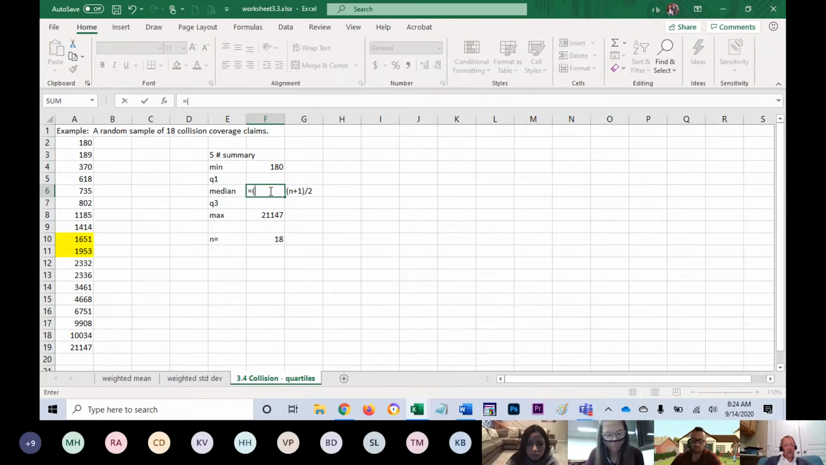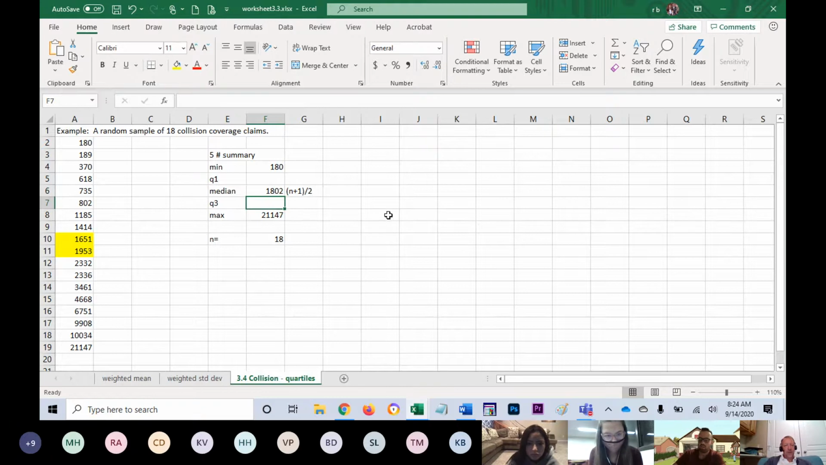You add them up and then divide them by 2. So 1651 plus 1953 divided by 2 works out to be 1802. Okay, well done. Now this is where it's really good to come to class, because I'm not necessarily going to follow the book on this one.